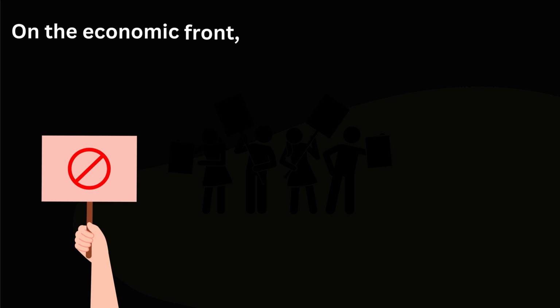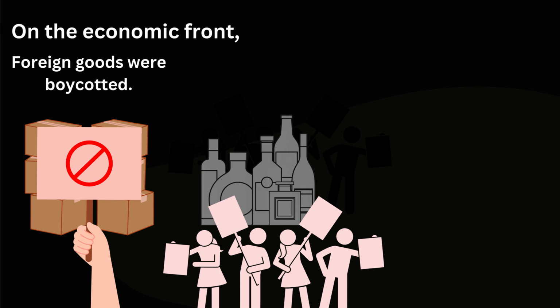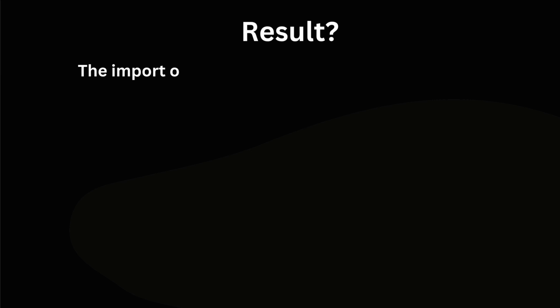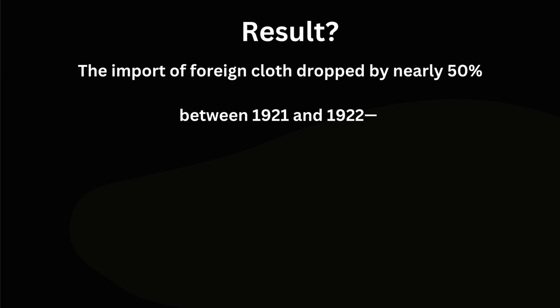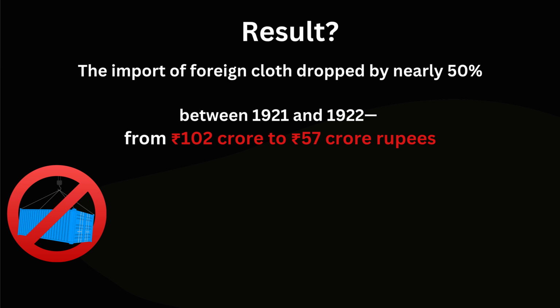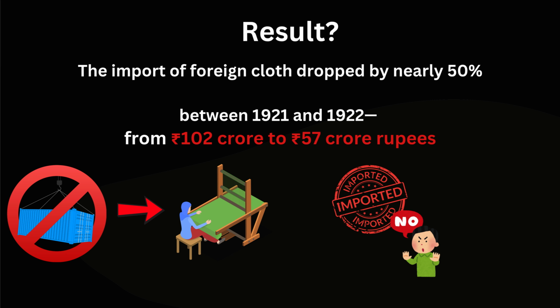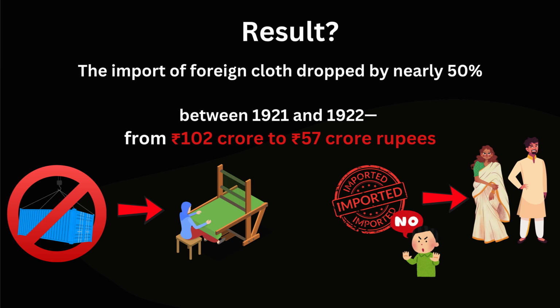On the economic front, foreign goods were boycotted, liquor shops were picketed, and foreign cloth was burnt in huge bonfires. The import of foreign cloth got reduced by almost 50% between 1921 and 1922, its value dropping from 102 crore to 57 crore rupees. Merchants and traders refused to trade in foreign goods or finance foreign trade and focused on increasing the production of Indian textile units and handlooms. People began discarding imported clothes and preferred wearing Indian ones to support the movement.